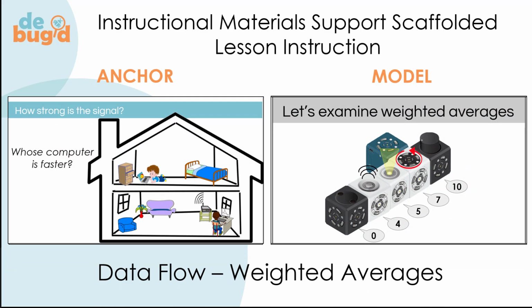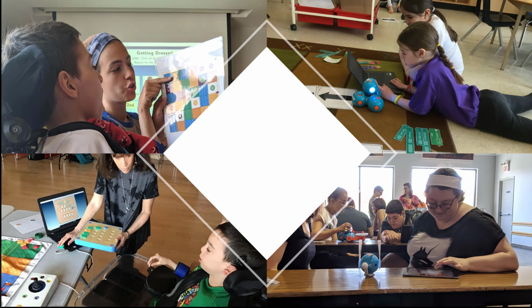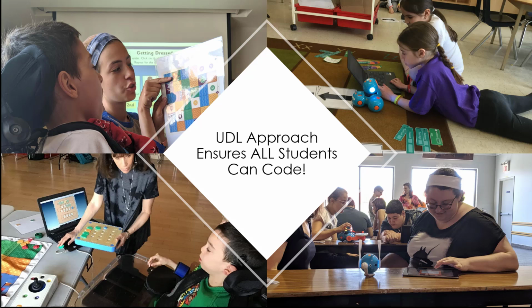In Qublets, we help students understand the concept of weighted averages by comparing the data flow in Qublets to the strength of a Wi-Fi signal in their homes. Then we show how this flow of information, data, looks in a Qublets robot. A UDL approach helps to overcome the barriers posed by many coding applications so that all students can code.